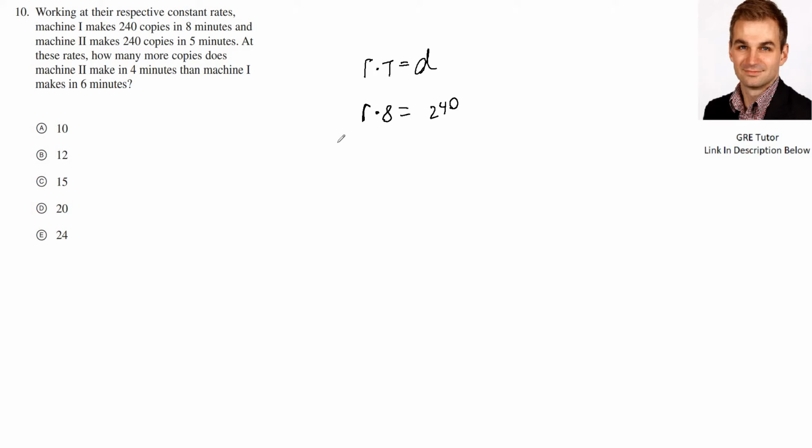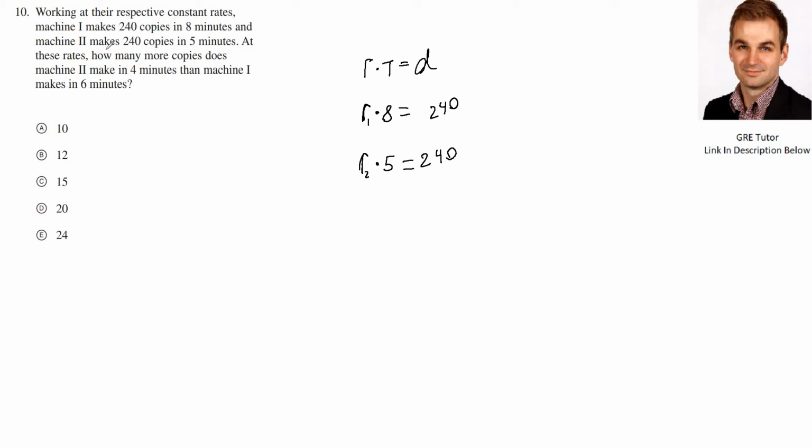So 30 pages per minute. Okay. Machine 2 makes 240 copies in 5 minutes. So we're now going to make this R1, and R2 makes 240 copies in 5 minutes. Okay, so that's a good start.